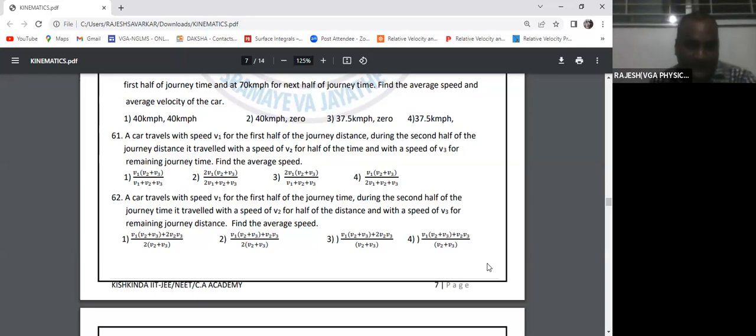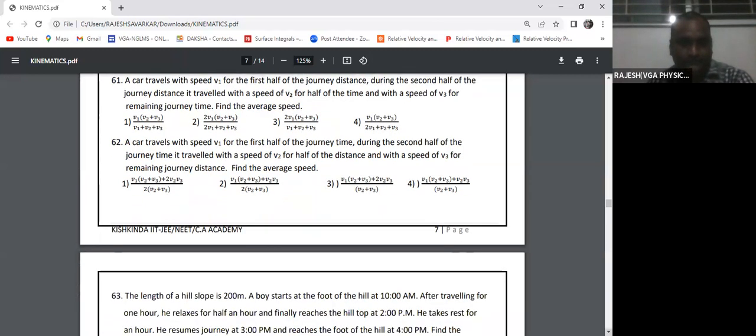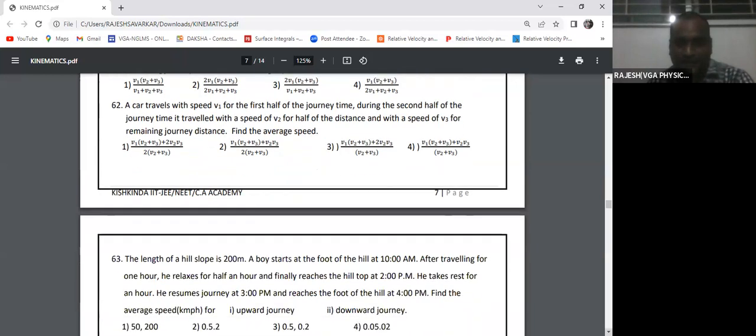That is, you will get V1 plus 2V2, V3 by V2 plus V3, by 2. That means V2 plus V3, if you take LCM, you will get V1 times V2 plus V3 plus 2V2 V3 by 2 times of V2 plus V3. First option you will get. Right? The same logic you have to extend. Next question.